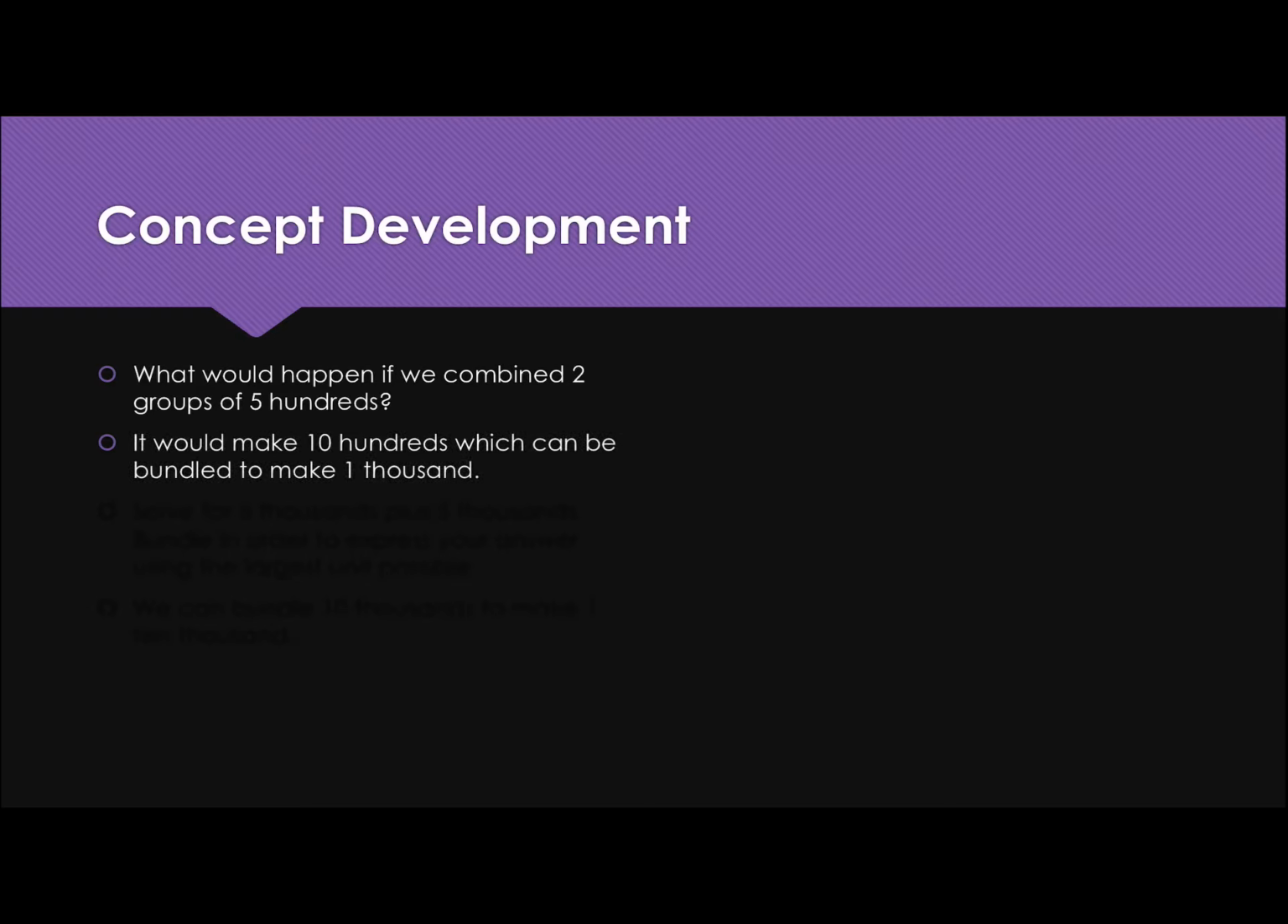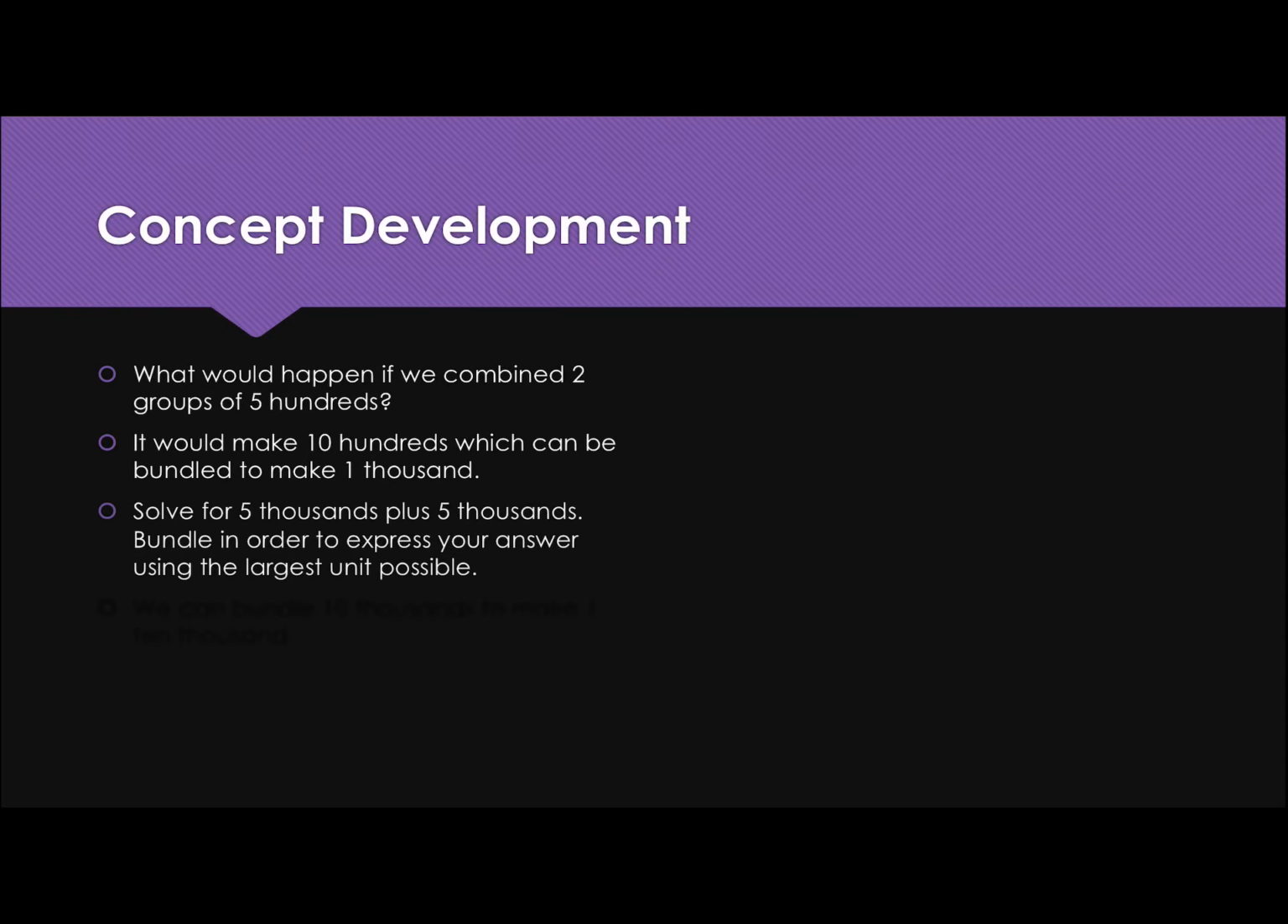If we combine 2 groups of 500s, we'll get 10 hundredths because 5 plus 5 is 10, and then we're just moving the unit down. When you have 10 of any unit, you can bundle it for a larger unit. So 10 hundredths equals 1,000.